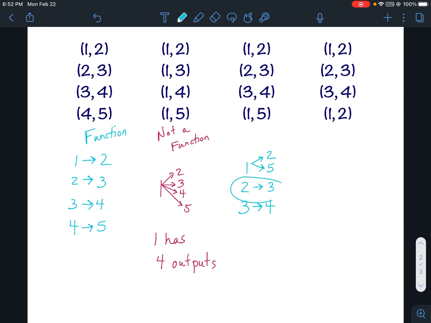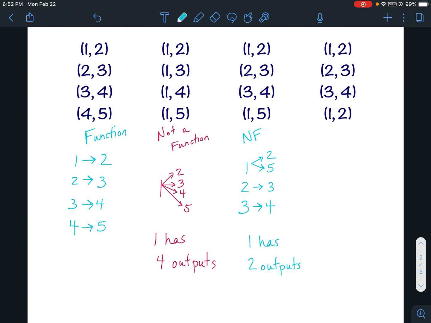So yes, 2 has one output. 3 has one output. But because the 1 has 2 outputs, that makes this not a function. I'm just going to put NF for now. So because the input 1 has 2 outputs, it's not a function. So once again, you want to see if the x values repeat. When the x values don't repeat, it's automatically a function.